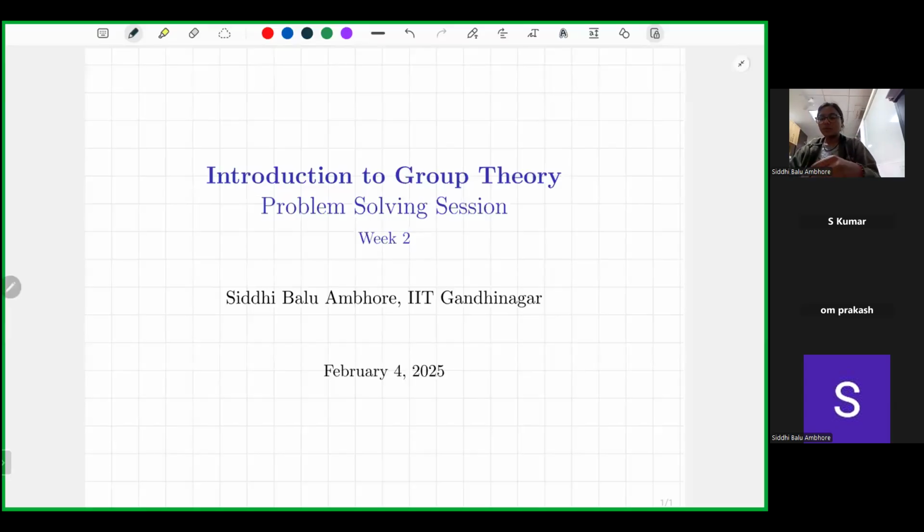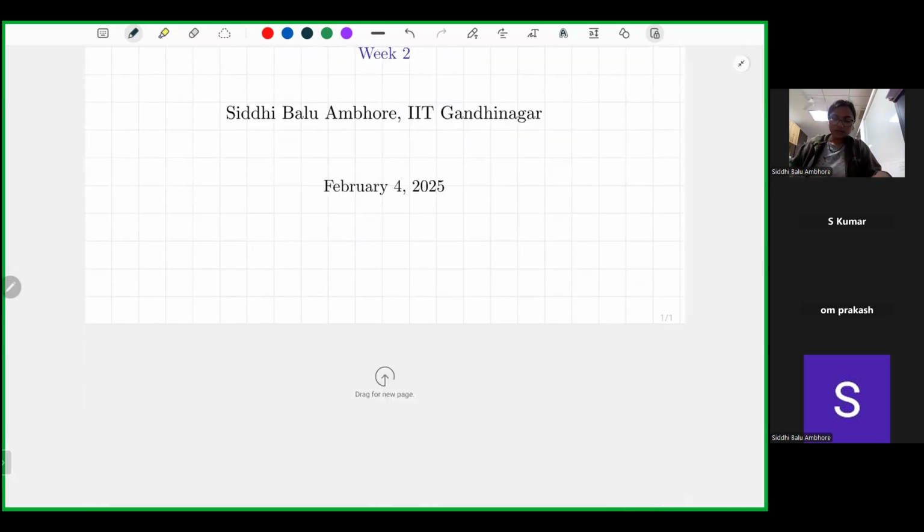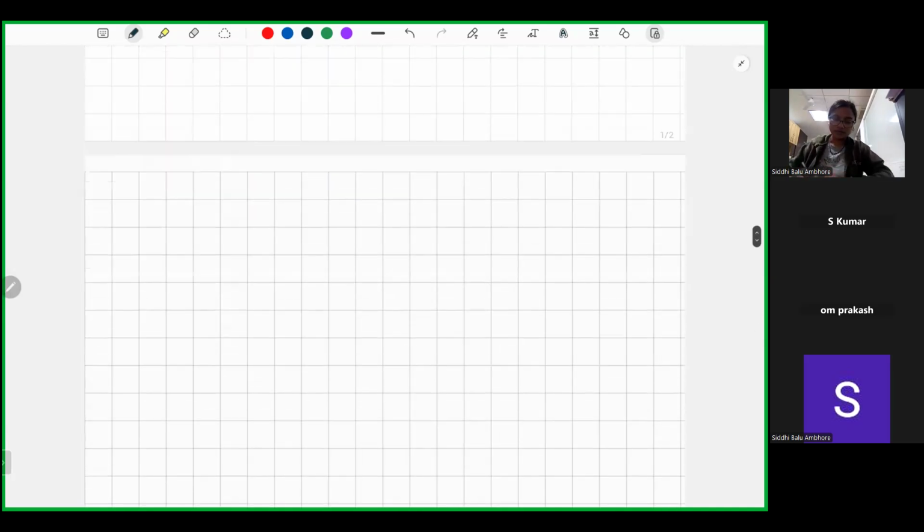So, welcome to problem solving session for Introduction to Group Theory course. I am Siddhi Balu Ambore from IIT Gandhinagar, and today we will discuss problems related to syllabus from week 2, that is basic properties of group, subgroups of a group, subgroup generated by subsets of a group, group of integer modulo n, and some elementary number theory.